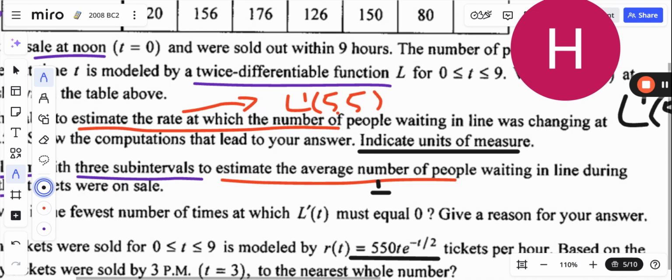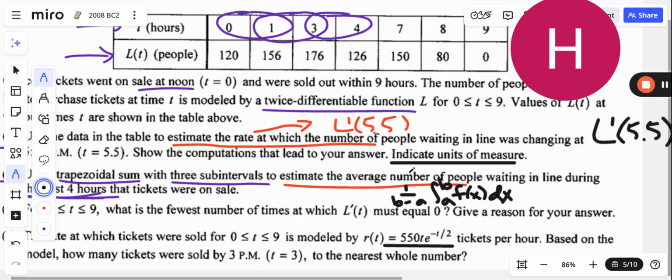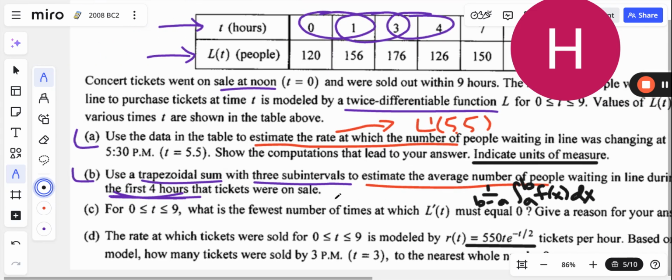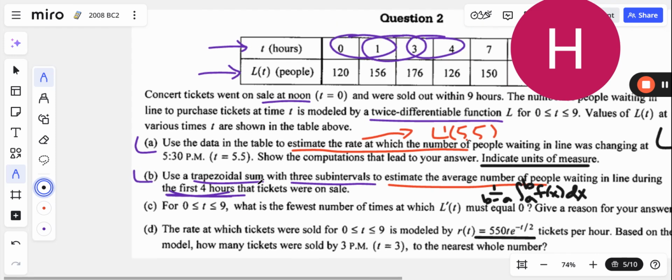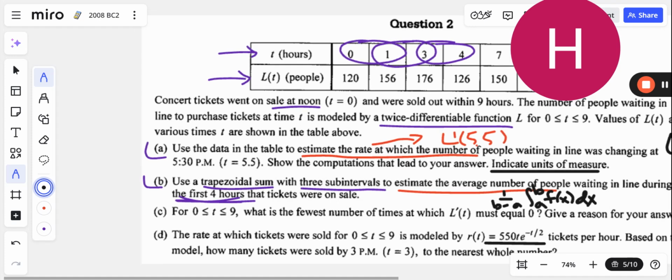Okay, so remember that the average value formula is 1 over b minus a times the integral from a to b. In this case, instead of x, we're going to use t for time, and instead of f, we're using L for the number of people, but it's the same idea. It's easy to miss the average number of people as the request. It's easy to just see the trapezoidal sum and think, oh, integral, I got this. And you do got this, and it is an integral, but there's more to it.